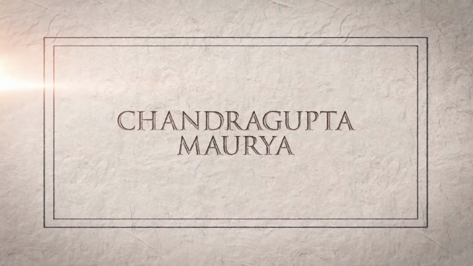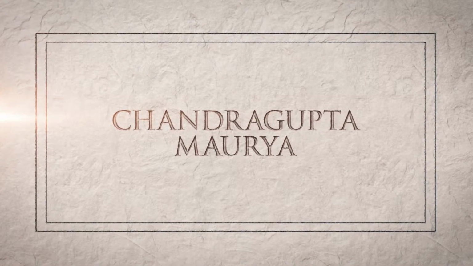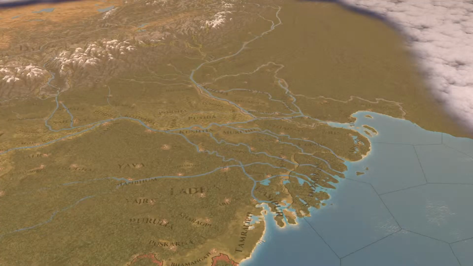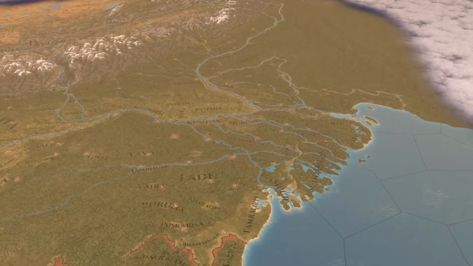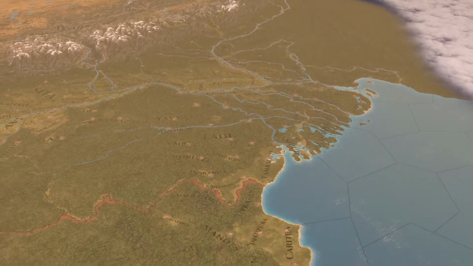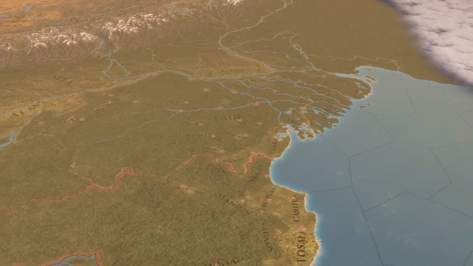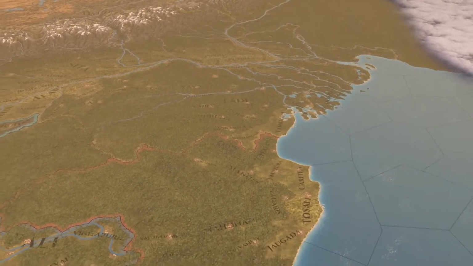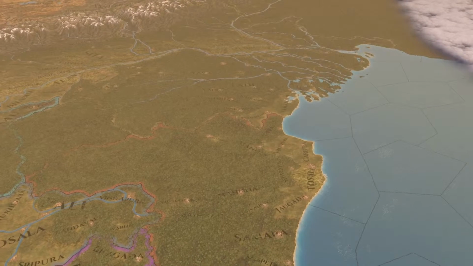In India, the rise of the Mauryan Empire under Chandragupta Maurya was well underway, having recently overthrown the Nanda Empire which once controlled much of the region. Positioning his empire to grow to be the hegemonic power of the subcontinent, Chandragupta has moved his capital to Pataliputra in the heartland of the old Nanda realm.